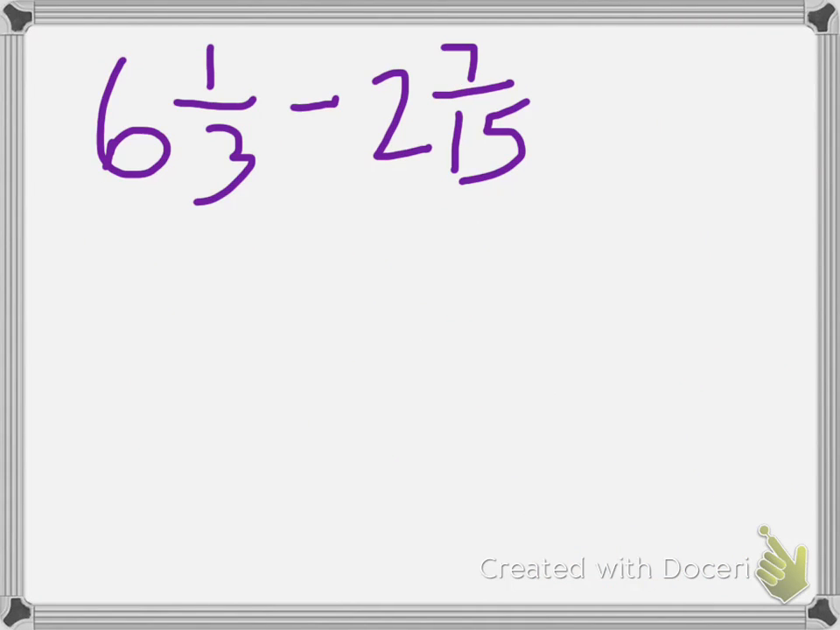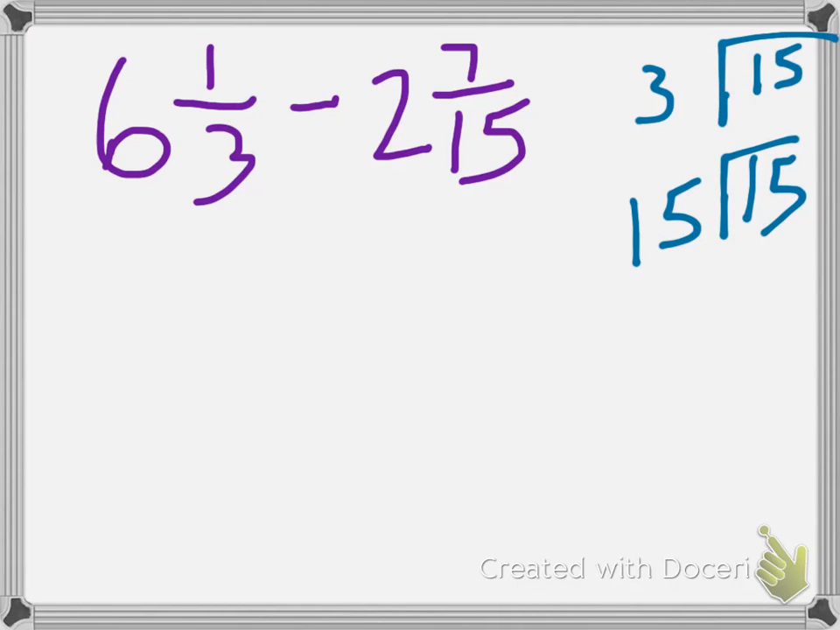Alright, next. This is subtracting mixed numbers with regrouping. So I want to show you an example that looks like this. So first we've got to find a common denominator. And so here I need a number that 3 and 15 can divide into. And so that number is 15.